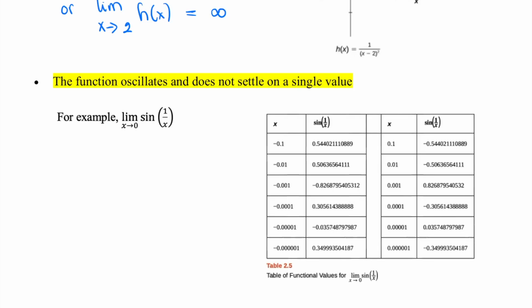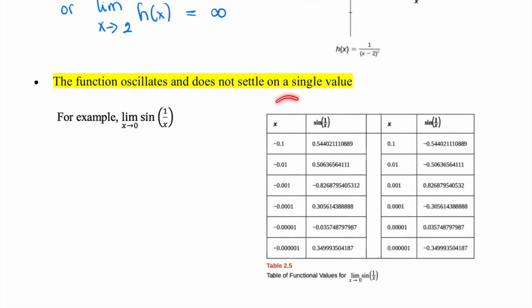The third situation where a limit does not exist is when the function oscillates. That means the function keeps moving up and down and does not settle on one single value. Let's look at this example. I want to find the limit of the function sine of 1 over x as x approaches 0.